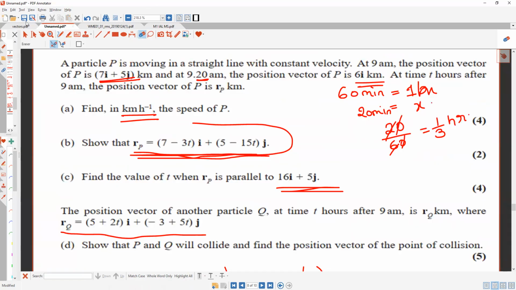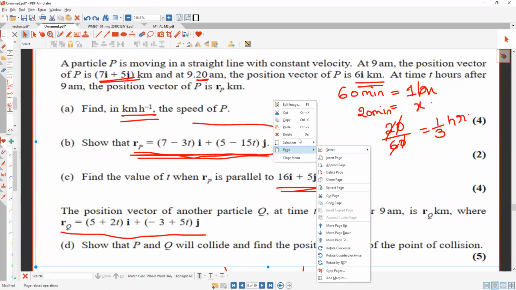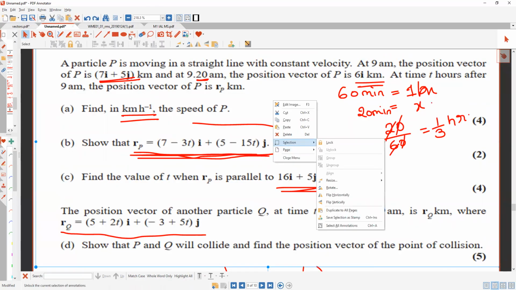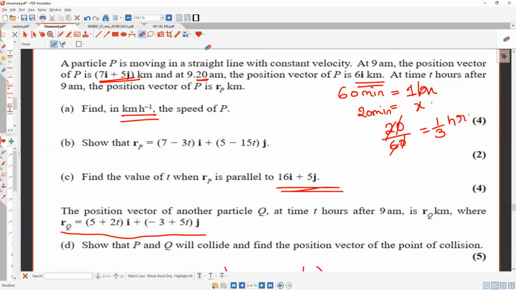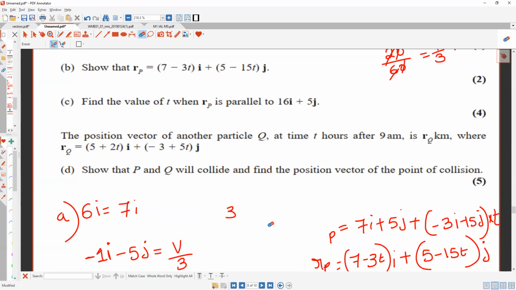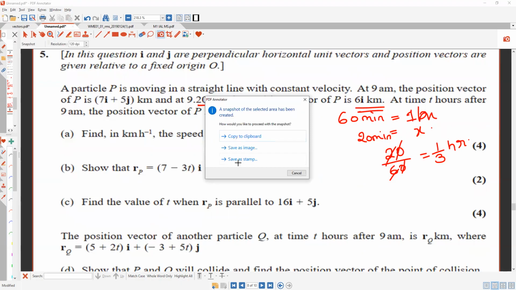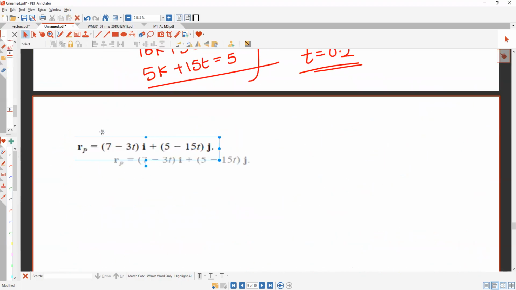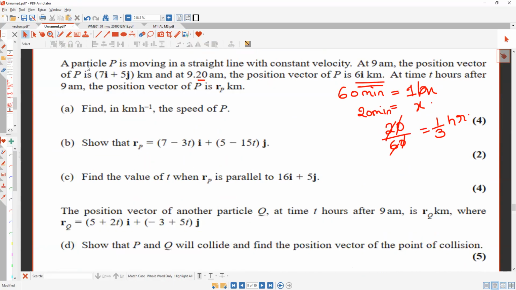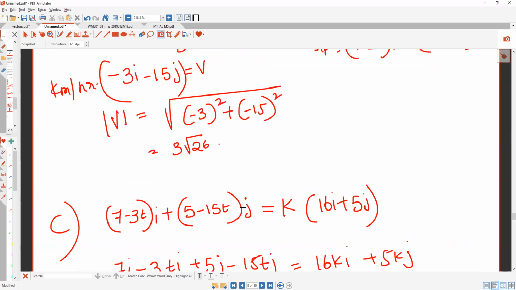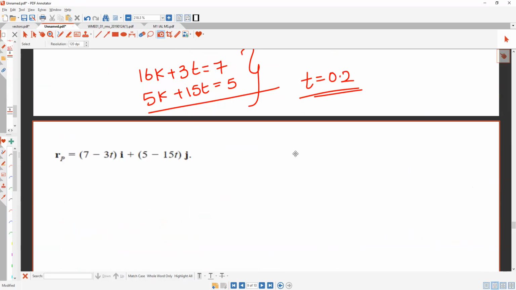Wait, I made a mistake. Let me lock this. Okay, fine. So let me copy paste both the position vectors over there to show you guys. This is for D part. We are doing D part right now. This is your position vector of P, then the position vector of Q that has been given to us. Okay, done.